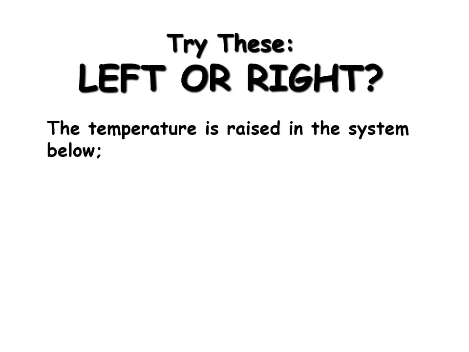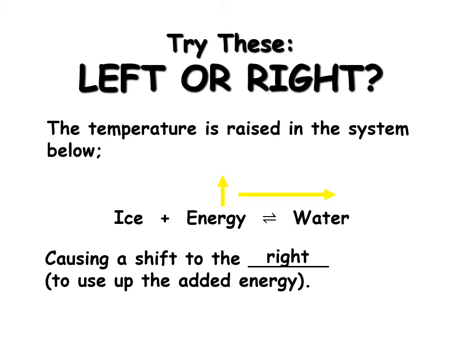All right, try these out. So left or right? The temperature is raised in the system shown here. So we have ice plus energy, as you know, forms water. If that's sitting at equilibrium and you increase the temperature, we should see, as you would know, ice is going to melt. If you add energy to the system, it's going to be shifting right, because that is an endothermic reaction. And if it were at equilibrium and we added energy to it, it will shift right.